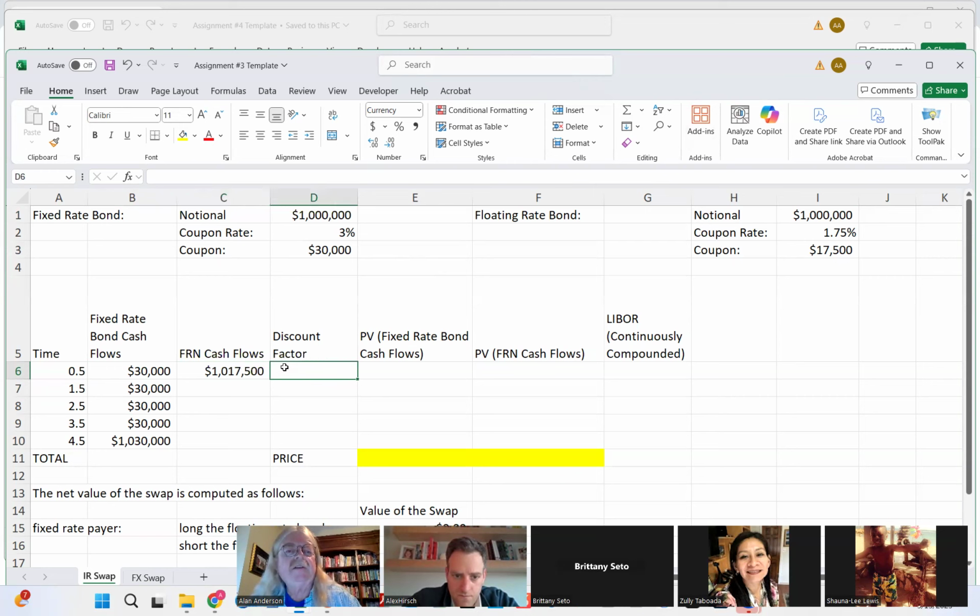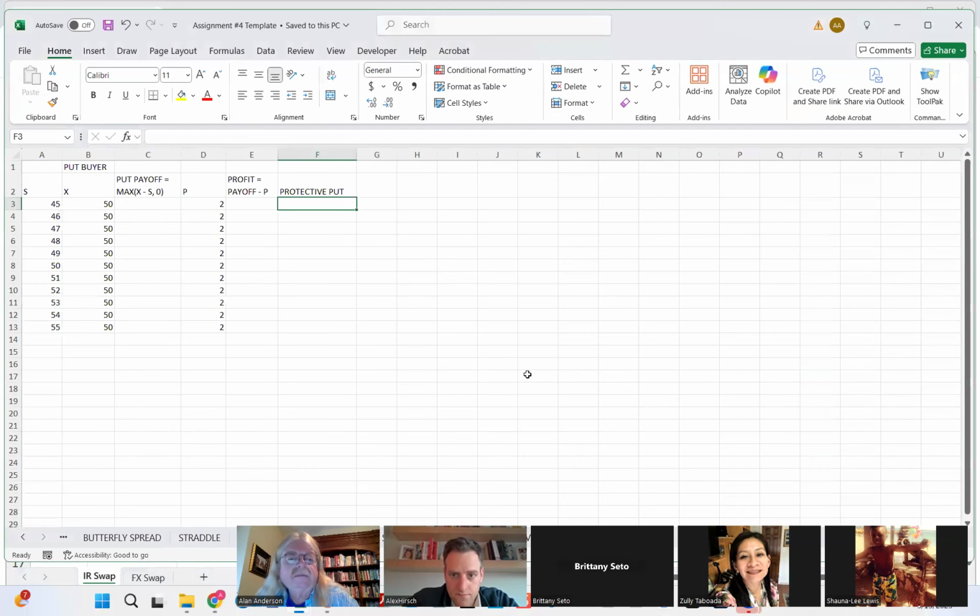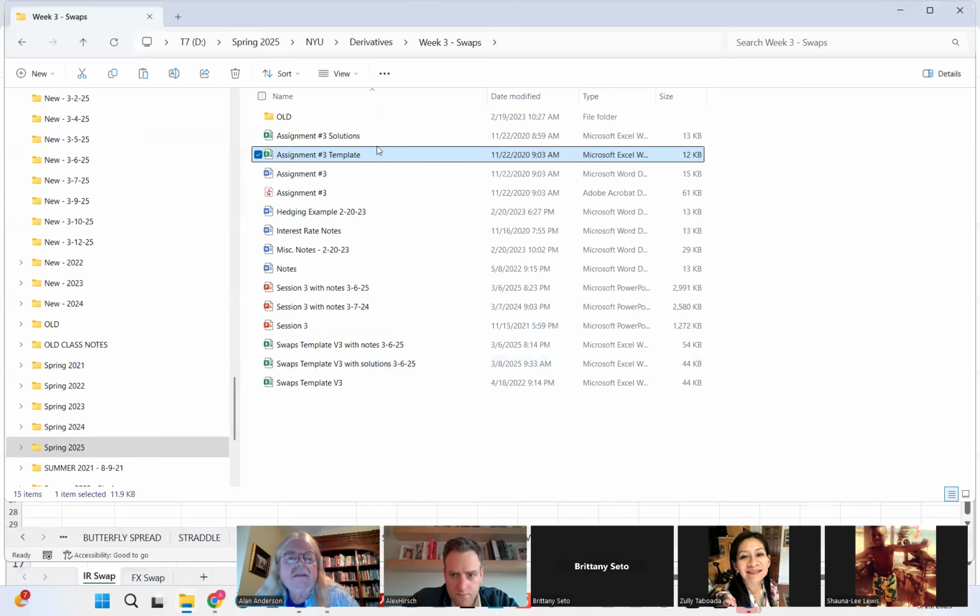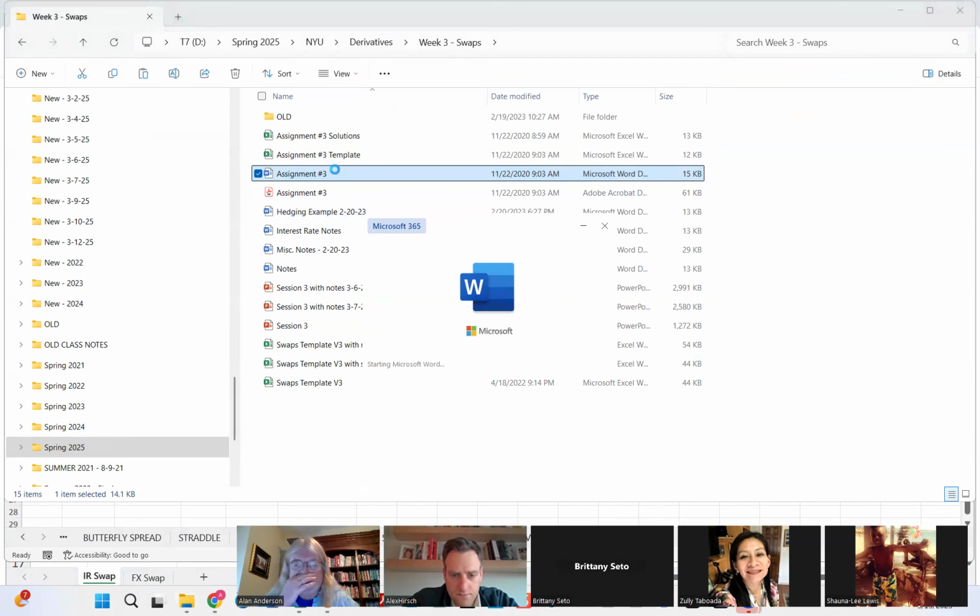Now, the discount factors, remember, we're assuming continuous compounding. And it looks like this should be here. Let's go back to the questions. I think that is in here.